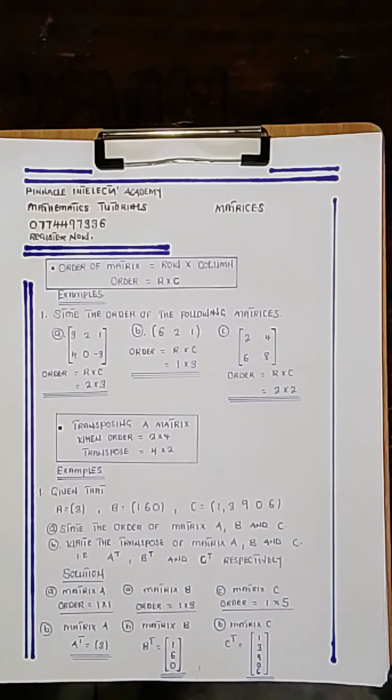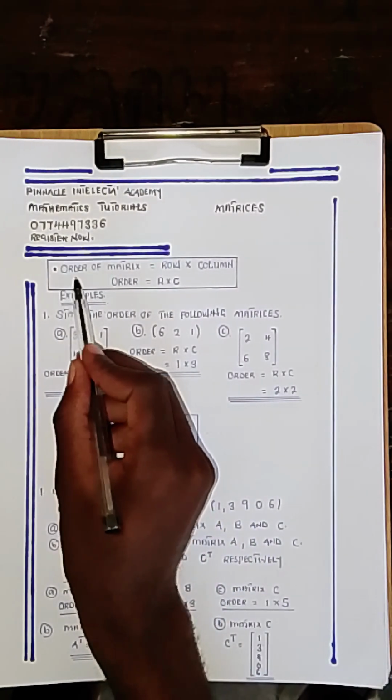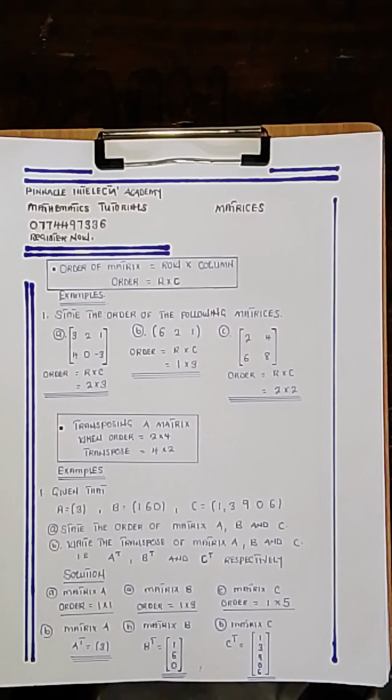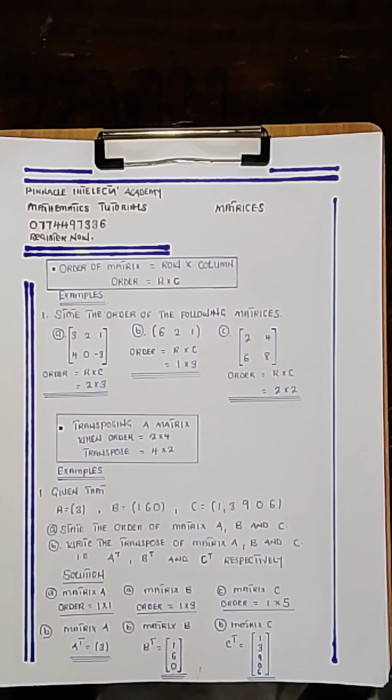Okay, so in this video, we are going to talk about matrices. We are going to introduce the concept of a matrix. To start with, we are going to talk about the order of a matrix. The order of a matrix is given by row by column. So you are just saying row by column.